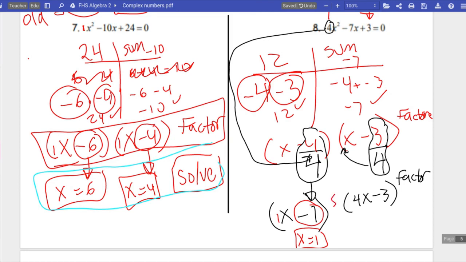The way of solving it is by taking 4x minus 3 and setting it equal to 0. You solve for x: add 3, 4x equals 3, divide by 4, x equals 3/4. You're done. That's the solving part. The only challenging part is when this number is bigger than 1, you should set it equal to 0 and then solve. All right, try the next one.